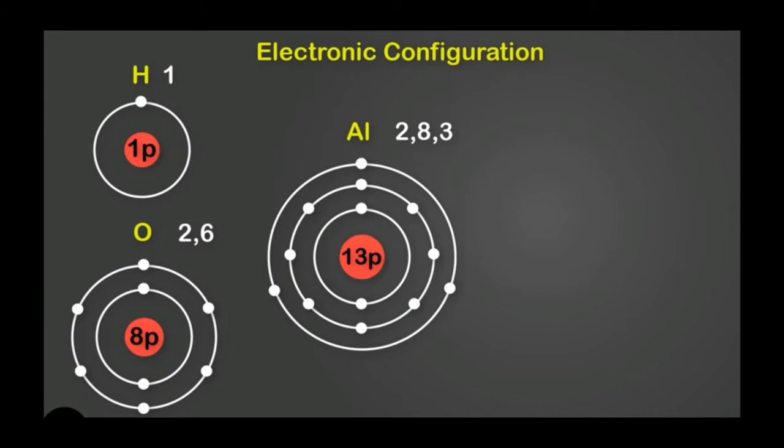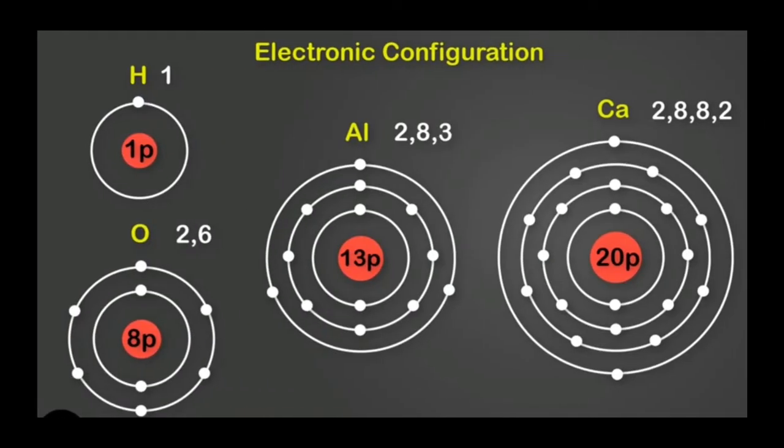Next example, aluminium with atomic number 13. Electronic configuration is 2, 8, 3. As aluminium is in the third period, it has 3 shells. Next example, calcium with atomic number 20. Its electronic configuration is 2, 8, 8, 2. As calcium is in the fourth period, it has 4 shells.